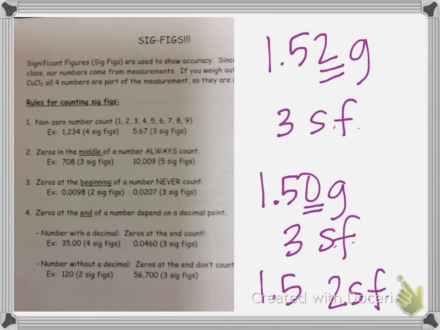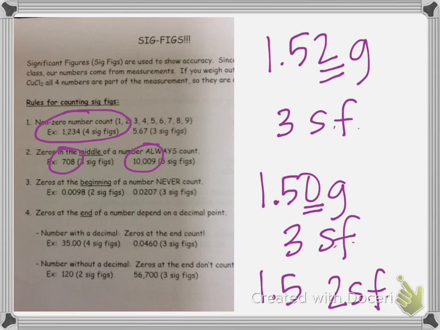So for rules with counting sig figs, if you take a look at the sheet that I gave you, if it's a non-zero number, anything from 1 through 9, they all count. So in this example here, 1,234, none of them are zeros, they're all significant. Zeros that come in the middle of the number, they're sandwiched in, okay? 708, 10,009. All of these zeros have to count because they're in the middle of the number. So that's why it says 708 has 3 sig figs and 10,009 has 5 sig figs.